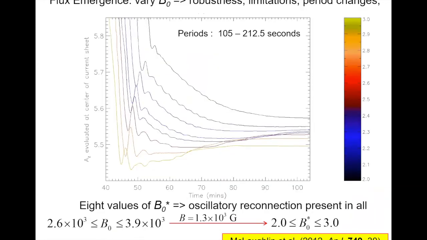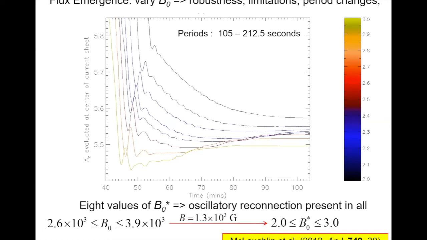This is a more complicated system, but more physically motivated in certain aspects. And what we need to do here is track that null point, because of course it's rising through the system. It occurs at different altitudes. And we can do that by measuring the flux function.